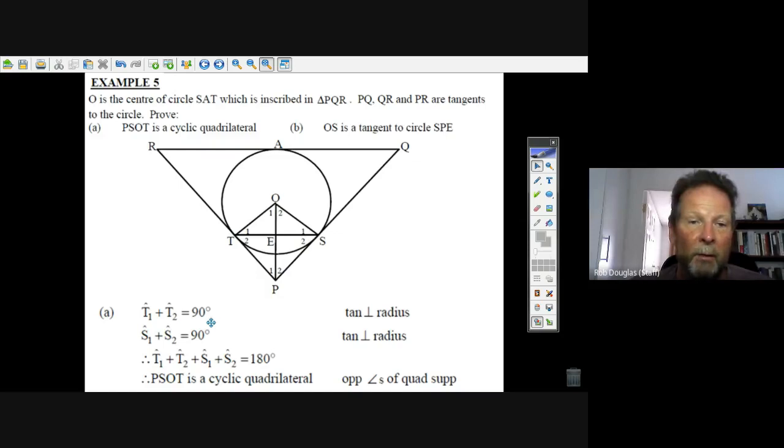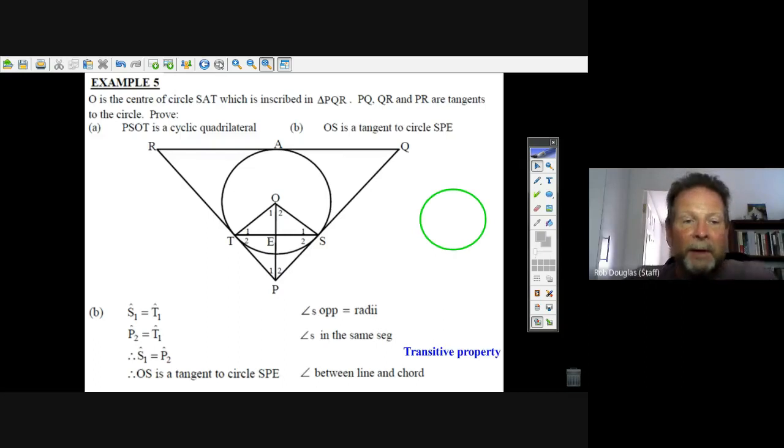Well, the first thing we know is that T1 and T2 together, that's a tangent. It's perpendicular to the radius, so that's 90 degrees. And S1 and S2 are equal to 90 degrees too, because this tangent is perpendicular to the radius. But hey, those two opposite angles inside this quadrilateral add to 180 degrees. Then you can say PSOT is a cyclic quadrilateral. Why? Because the opposite angles are supplementary. And that's it. The opposite angles of a quad are supplementary.